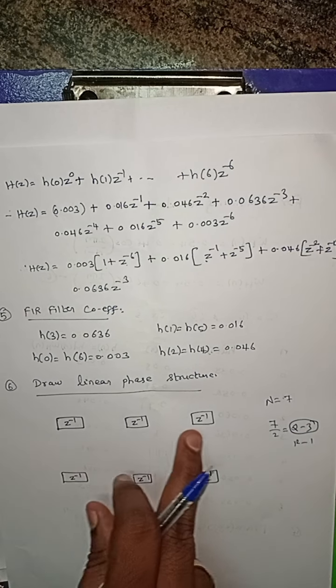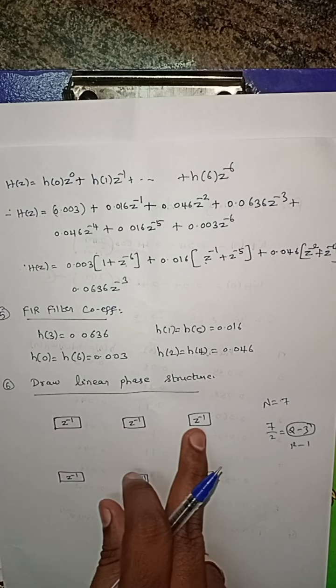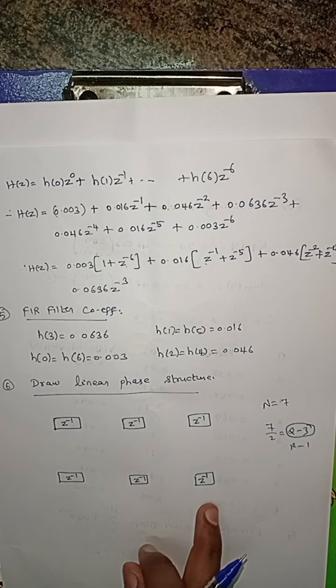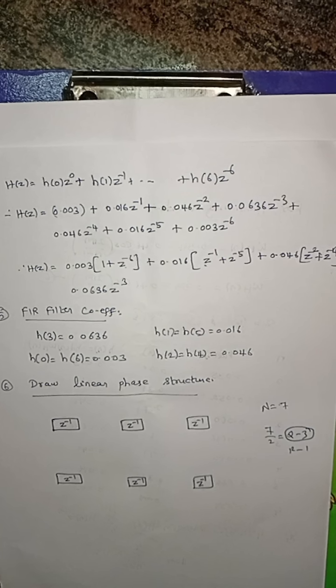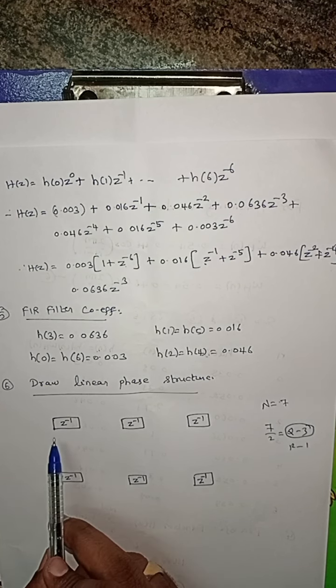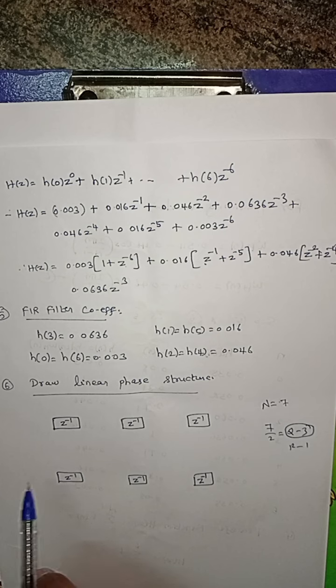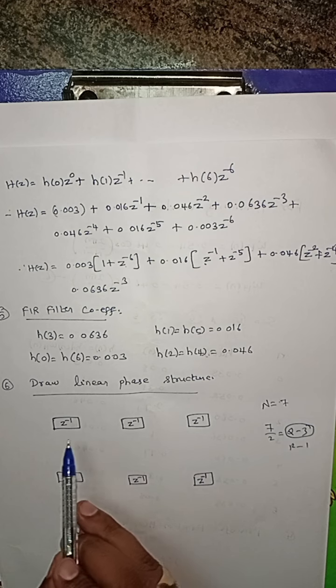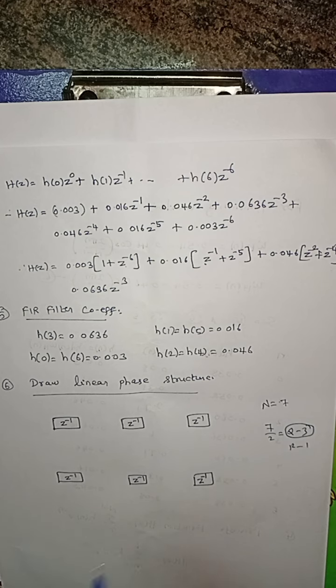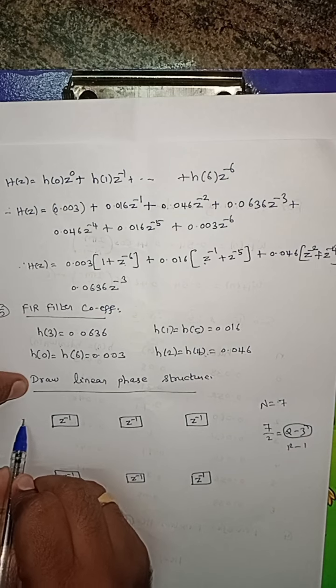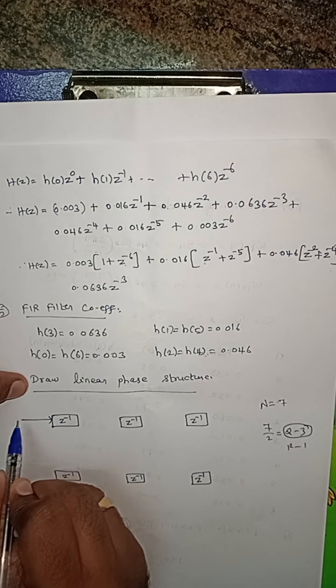So the quotient value is 3, so 3 z inverse in the first line and another 3 z inverse in the second line. For example, if n equal to 11, what is the quotient when it is divided by 2? Yes, the quotient is 5. So if n equal to 11, we have to draw 5 z inverse in the first line and another 5 z inverse in the second line. Okay, so in this problem the n value is given as 7. So we have to draw 3 z inverse in the first line and another 3 z inverse in the second line. Okay, next, so here input is x of z.